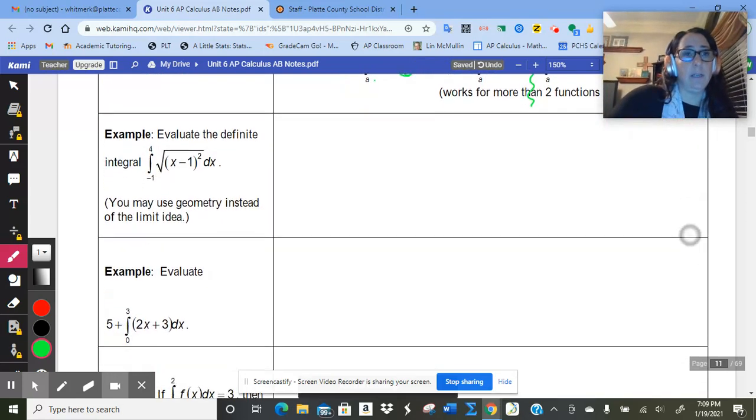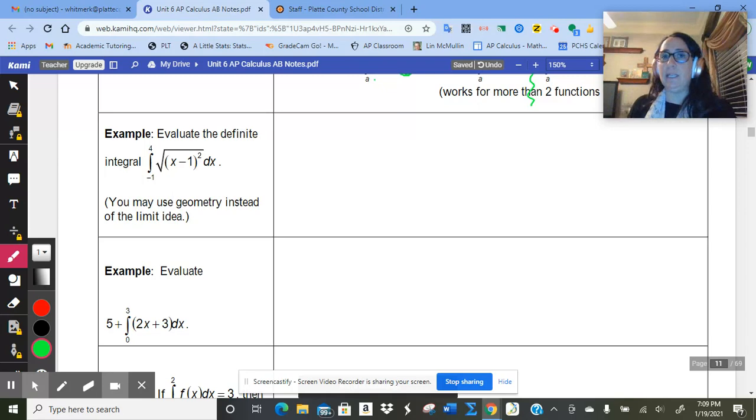Okay, so let's look at these examples and see if we don't need to use our calculators just yet, and we don't have to learn any of those special tricks that I was just referencing. So let's look at this first one. It wants me to find this area, and I want to use geometry.